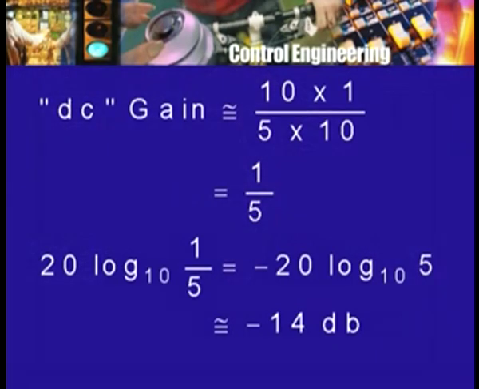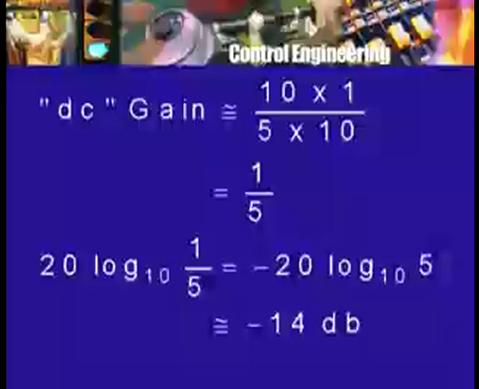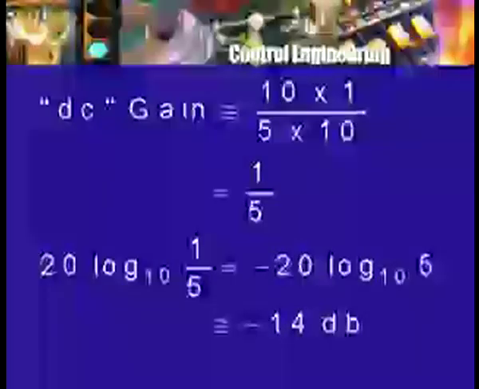And remember, we are doing approximations. There is no point in writing down the third and fourth place of decimals. 0.7 is good enough. So how much is this? Minus 20 into log of 5 to the base 10, which is 0.7 nearly. So this is approximately equal to minus 14 dB. So the DC gain is going to be approximately minus 14 dB.